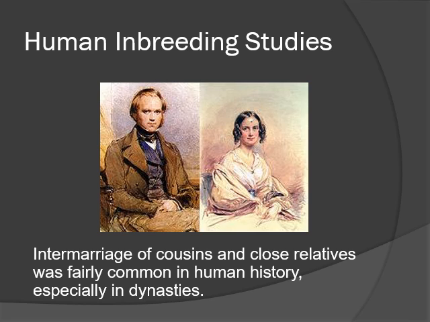Humans have inbreeding an awful lot. We've studied inbreeding for generations. Intermarriage of cousins and close relatives was very, very common in human history. One, because if you're living in a small area, before the advent of mass transportation, likely you're not going to find anybody who's not related to you in some way to mate with. Small populations tend to mate within themselves.